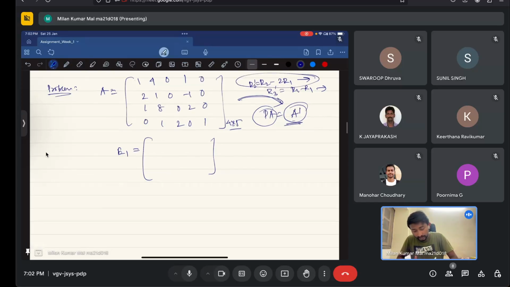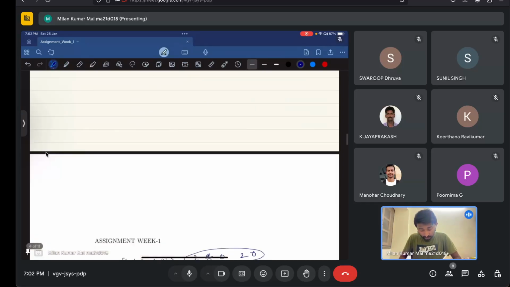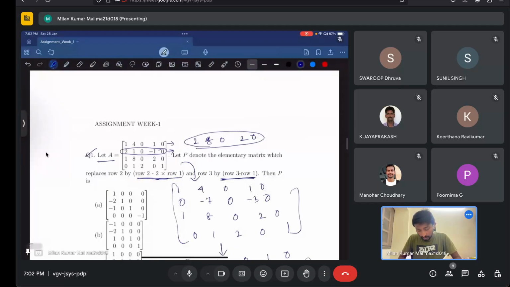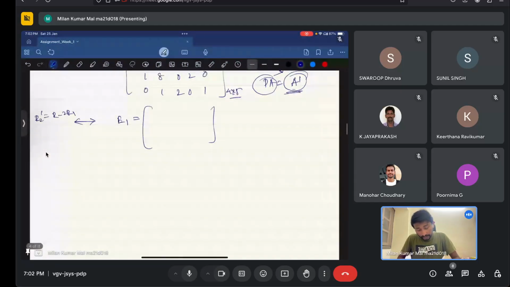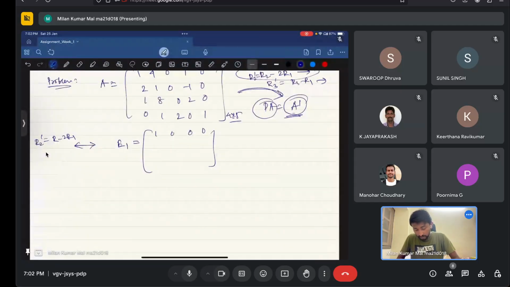That corresponds to the replacement of row 2 dash equals row 2 minus 2 row 1. Just checking once, I'm correcting. Row 2 by row 2 minus 2 row 1. So for that, I will write 1 0 0 0, and for row 2, it will be 0, and here it will be minus 2.